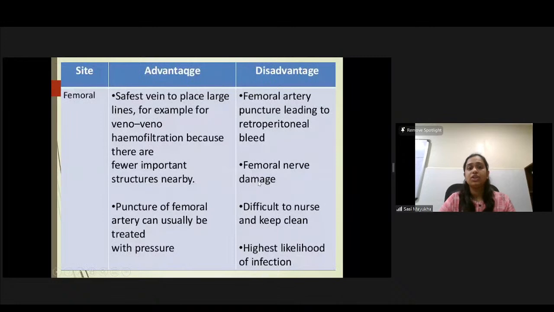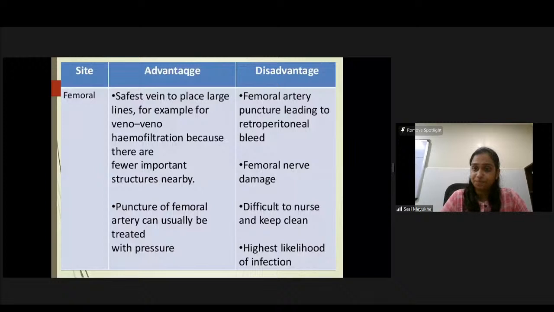It is the safest vein to place large lines, for example for veno-venous hemofiltration, and usually they use it for ECMO. Femoral artery puncture can lead to retroperitoneal bleed. Femoral nerve damage can occur. And the most important disadvantage of the femoral vein is the highest chance of infection. So usually we do not prefer femoral veins unless it is a very, very emergency.